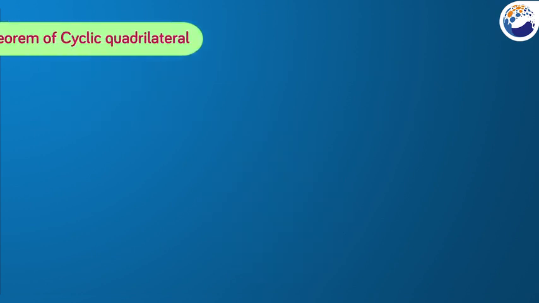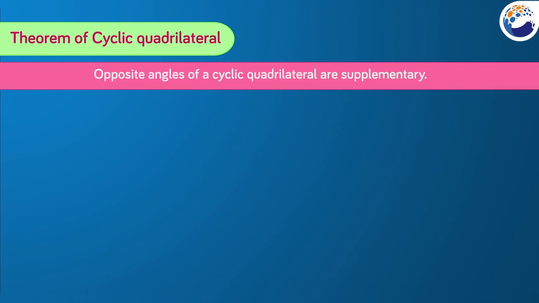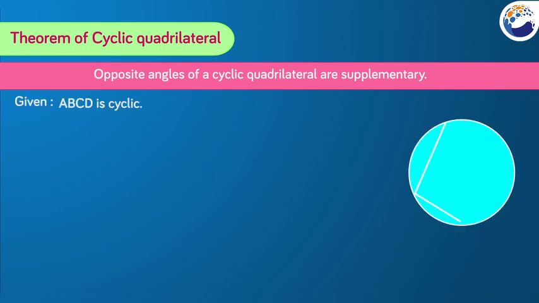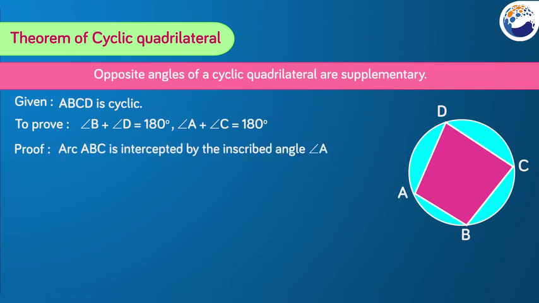Theorem of cyclic quadrilateral. Opposite angles of a cyclic quadrilateral are supplementary. Given ABCD is cyclic. To prove, angle B plus angle D is equal to 180 degree. Angle A plus angle C is equal to 180 degree. Proof. Arc ABC is intercepted by the inscribed angle, angle ADC. Therefore, angle ADC is equal to half measure of arc ABC.